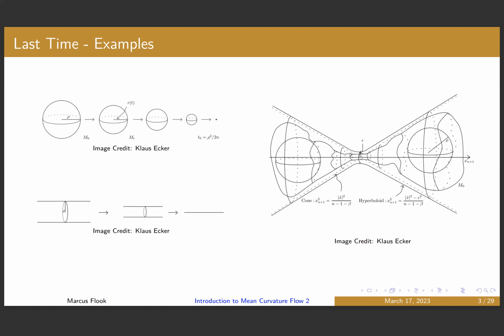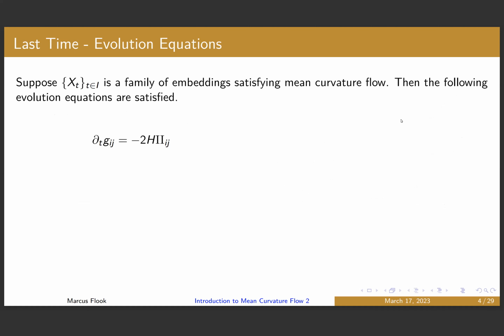We also looked at how geometric quantities evolve. In particular, the metric would evolve by -2 times the mean curvature times the second fundamental form. We looked then at how the area form evolved, to be negative H squared times the area form. And we used this to show that when we had a compact embedded hypersurface, the area was always going to decrease under mean curvature flow.